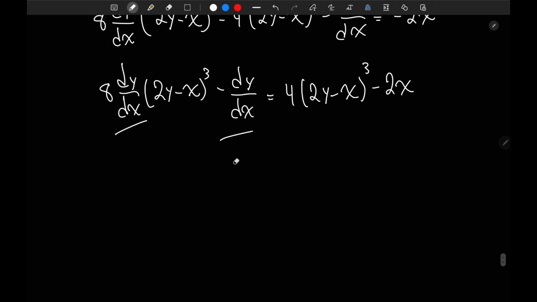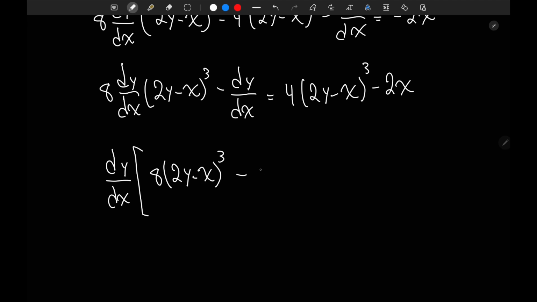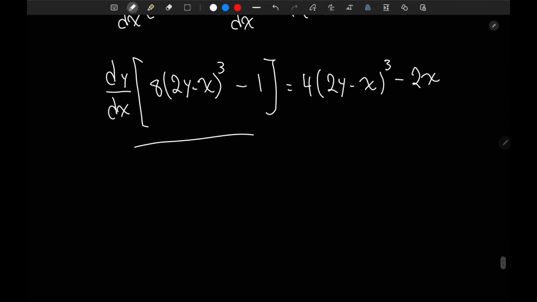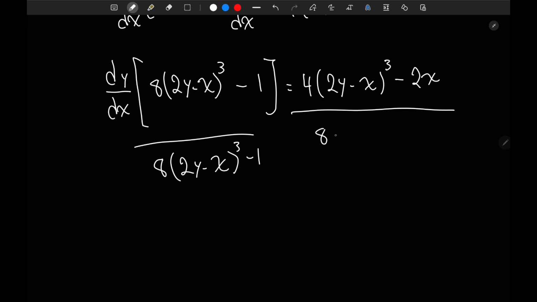Now we can factor out this dy/dx, where we will have dy/dx of, just going to make this a big square bracket, 8(2y minus x cubed) minus 1. This is going to be equal to the same thing on the right. And now we just have to divide by this. It's going to be 8, and then the same thing all over here.